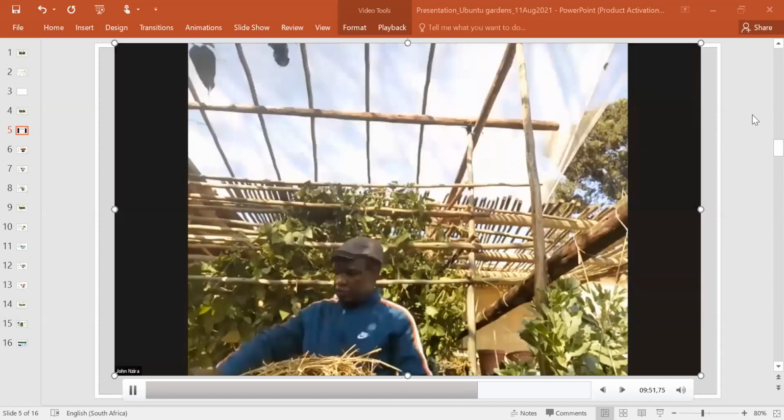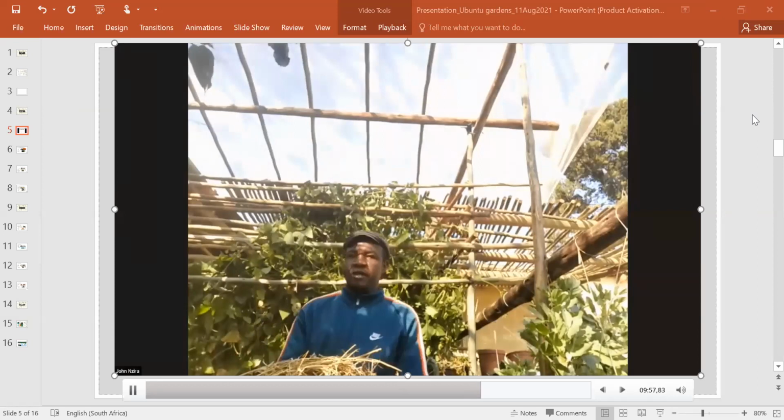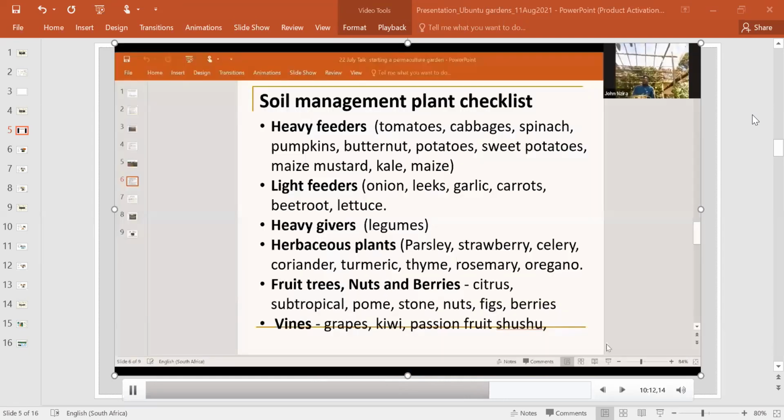So when you are deciding to prepare soil using this type of method to grow your crops, you need to consider plants like heavy feeders: tomatoes, cabbages, spinach, pumpkins, butternut, potatoes, sweet potatoes, maize, mustard, kale, and others. These need food. They are heavy feeders. So it is good to plant them in a trench bed. If you plant them in a trench bed, it helps them to get the food they want.